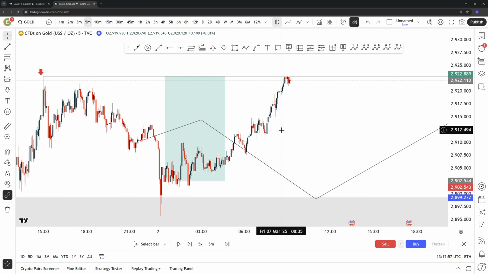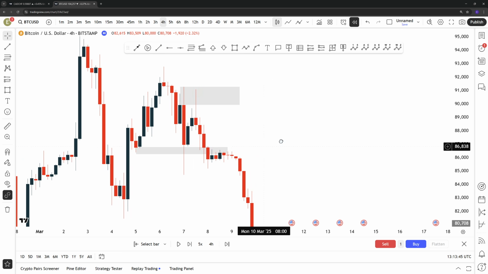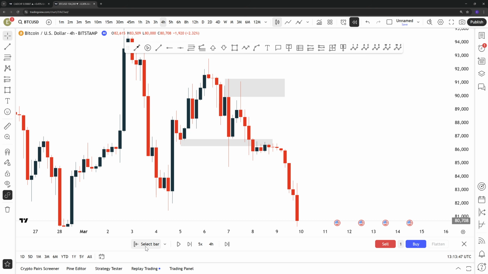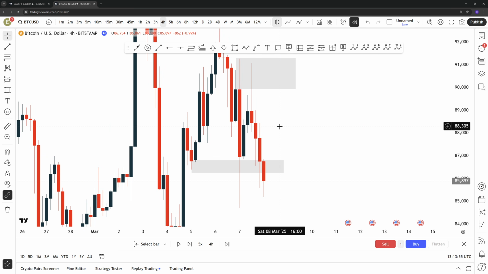Let's try to look for another example. Here, this is Bitcoin, okay? I want to show you two examples here before we end this video. Let me cut this area here.